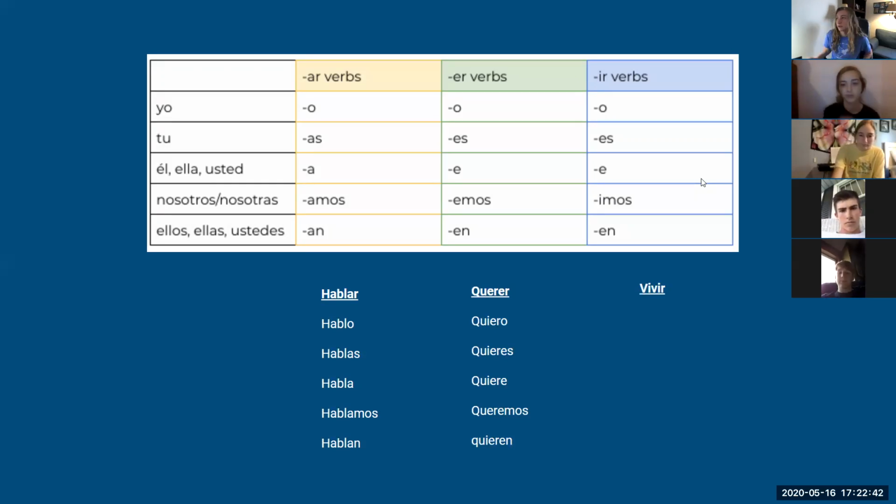Claire, what type of verb is this? AR, ER, or IR? IR. So the only difference between the way we do ER and IR verbs is in the we form. All the rest of them are the same between these two except for this one. So Gregory, how do you say I live?